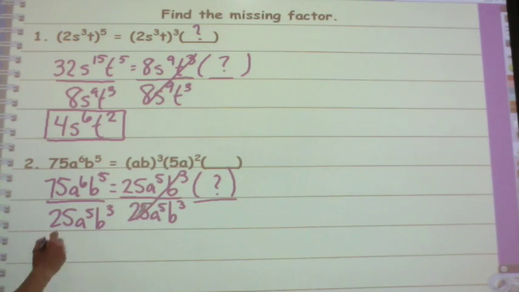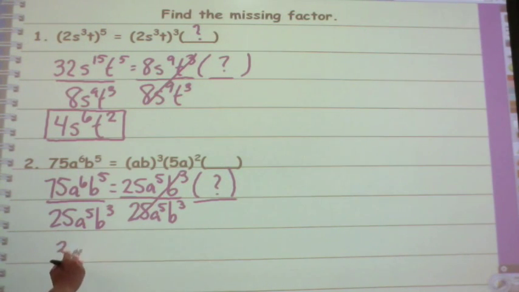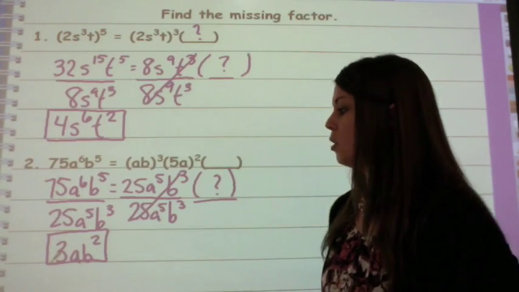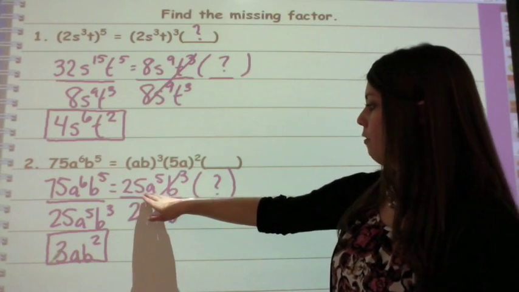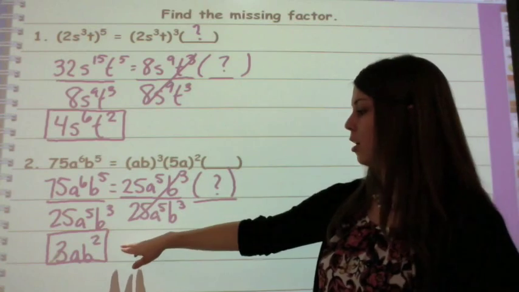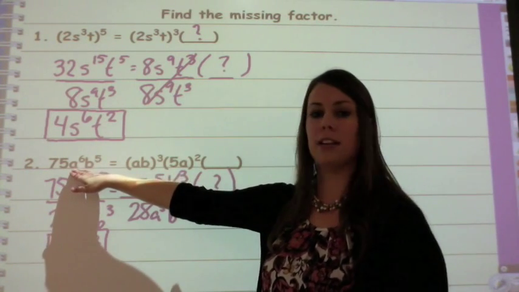These cancel. 75 divided by 25 is 3. 6 a's on the top, 5 a's on the bottom, which leaves us with 1 left over, so we just have a. And then we have b to the 5th on the top and b to the 3rd on the bottom. When we subtract these, we get b squared. So our unknown that we were missing was 3ab squared. Again, if you want to, you can multiply 25a to the 5th b to the 3rd times our answer, 3ab squared, and you will get 75a to the 6th b to the 5th.